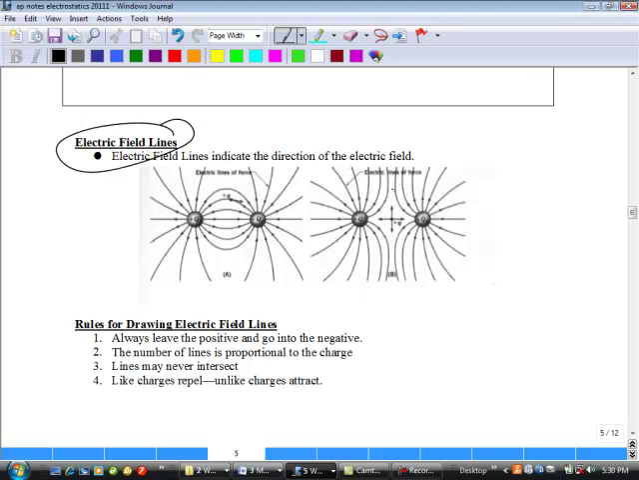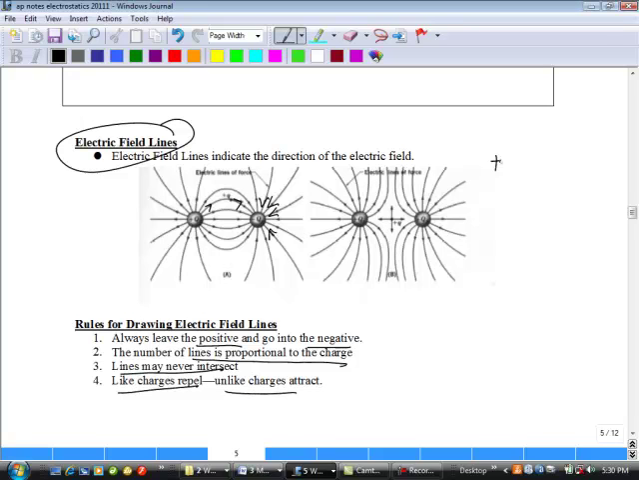As we draw these electric field lines, there are some rules you have to know. The first rule is that the arrows always point from the positive and go into the negative. Now this is kind of small to see, but the arrows always leave the positive and go into the negative. The number of lines will be proportional to the charge, and I'll go more in depth on what that means in just a second. Our lines can never intersect. Opposite charges attract, and like charges repel.